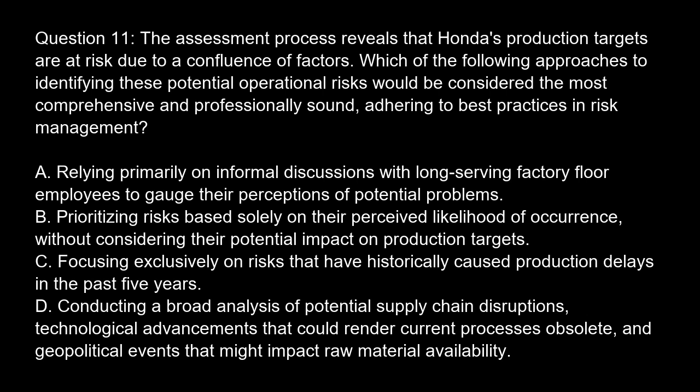Option A. Relying primarily on informal discussions with long-serving factory floor employees to gauge their perceptions of potential problems. Option B. Prioritizing risks based solely on their perceived likelihood of occurrence, without considering their potential impact on production targets. Option C. Focusing exclusively on risks that have historically caused production delays in the past 5 years. Option D. Conducting a broad analysis of potential supply chain disruptions, technological advancements that could render current processes obsolete, and geopolitical events that might impact raw material availability.